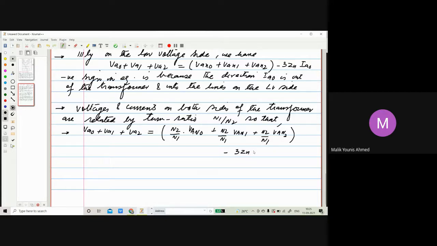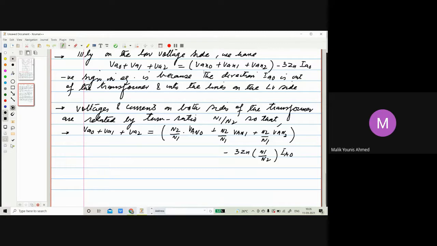For current, I will be writing n1 by n2, and current will become, instead of lower case, higher case here. I will explain it again. It's a very simple step. Now, the low voltage side I have taken. I want to convert them into the values on the high voltage side, because I will relate these two values later on. I need to relate them together. So the two voltages on the high voltage side will be related by the turn ratio, that I have explained earlier here.